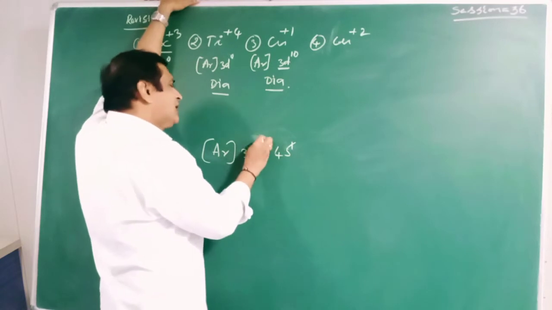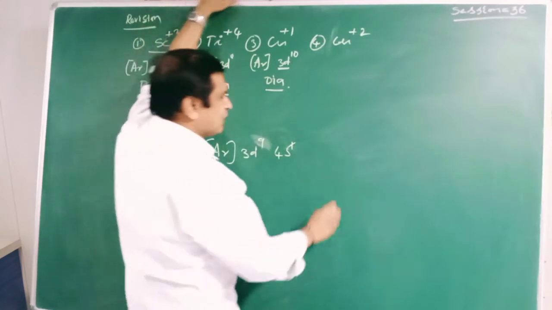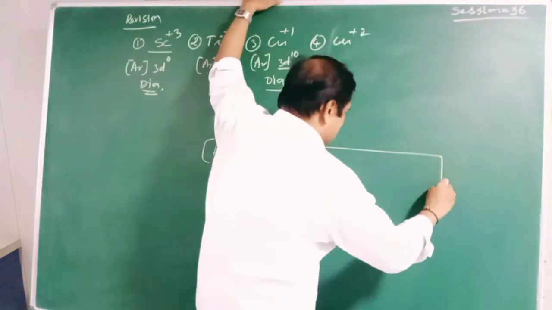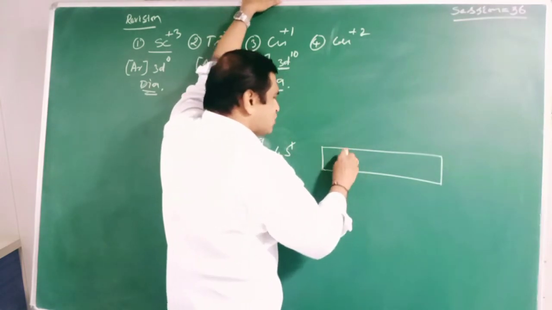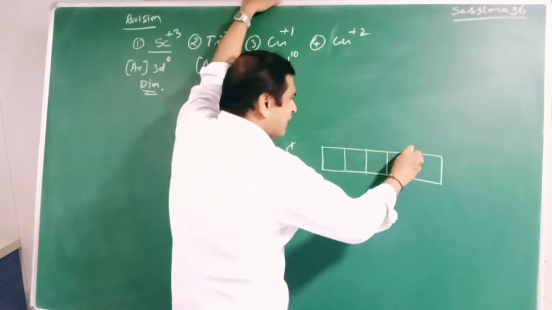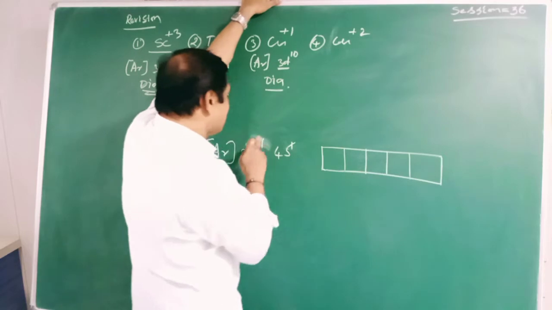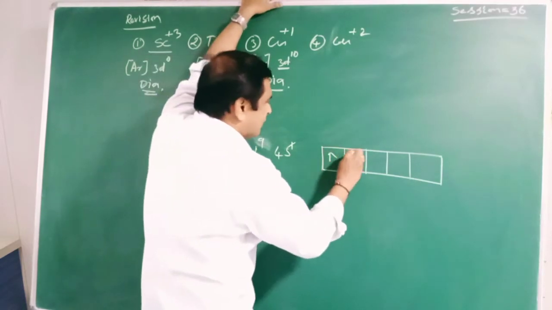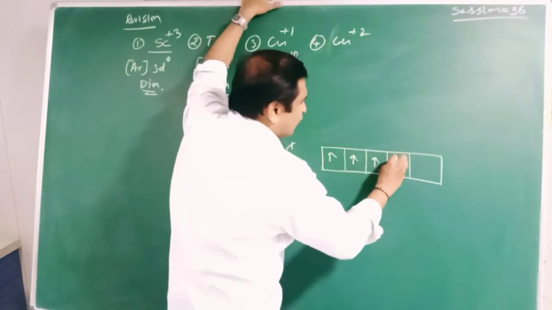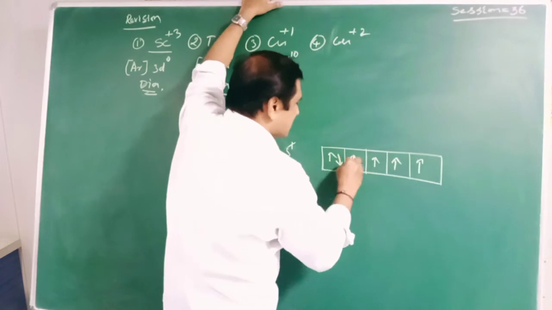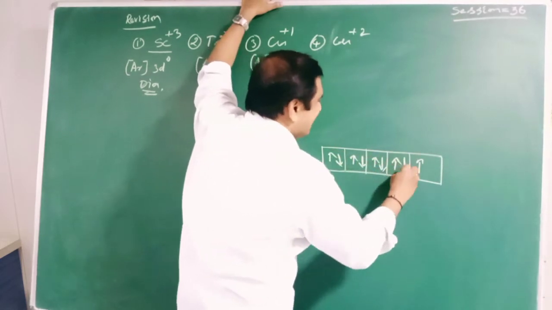So how many electrons are left? 3d9 is left. 3d9 means we have 5 d orbitals, 1, 2, 3, 4, 5, all the 5 d orbitals, 3d9. So 9 electrons: 1, 2, 3, 4, 5, 6, 7, 8, 9 electrons.